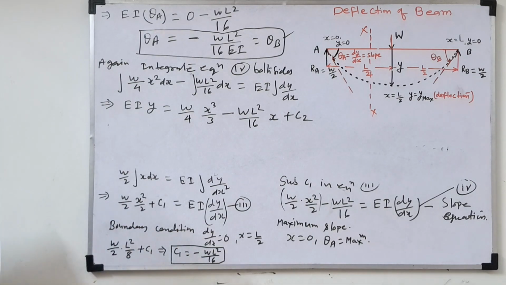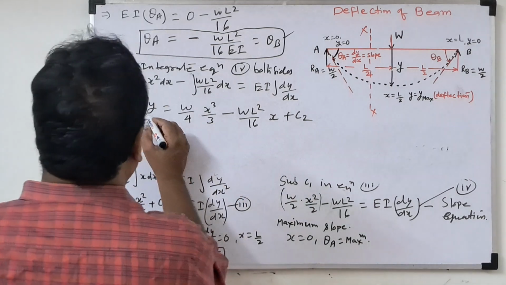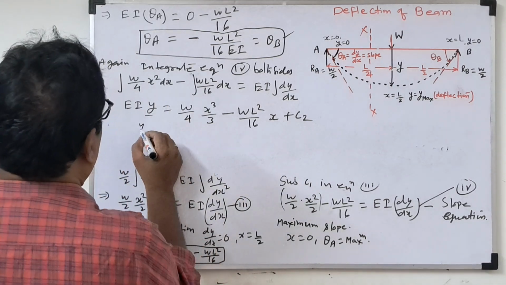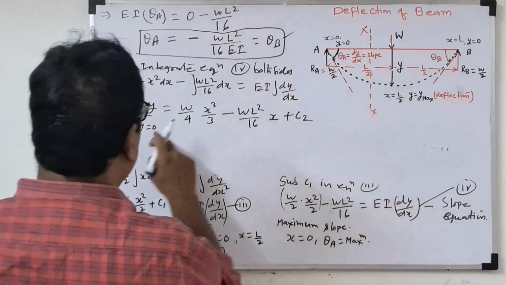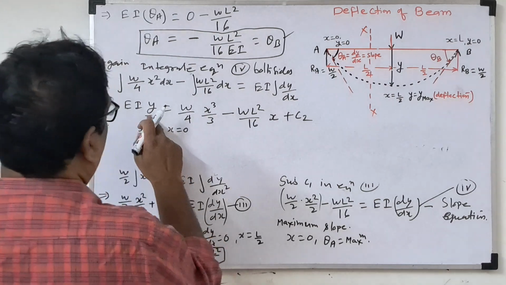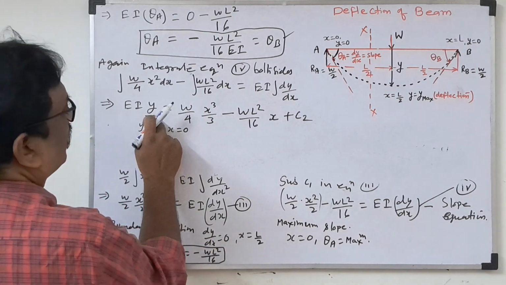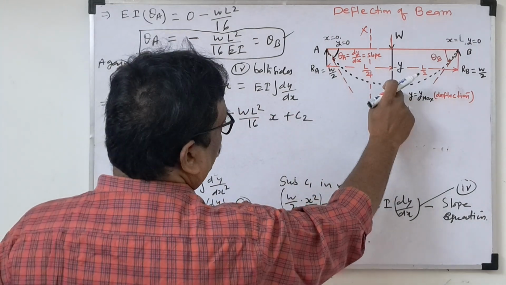Now substitute here, y is equal to 0. That means the deflection will be 0 at point A, where x is also 0. So make y equal to 0. That means this is the deflection here. Deflection is maximum when x equal to L by 2.